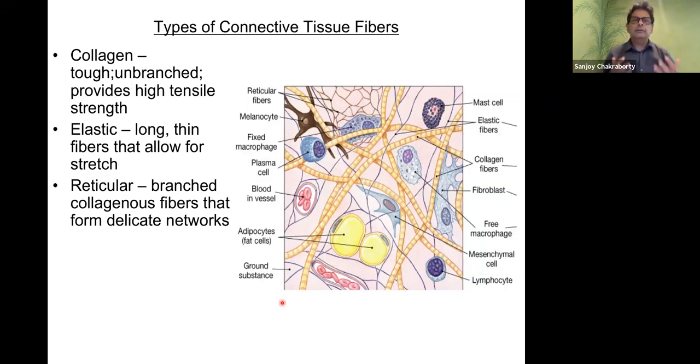And reticular is more delicate. They're branched. They make delicate networks. They mostly create a capsule, like the kidney is in a capsule. So that's more like a reticular fiber.